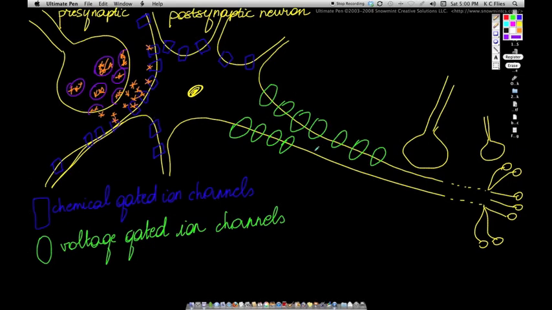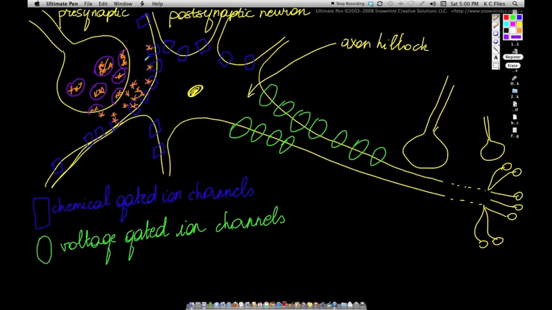These green elliptical structures I drew along in the membrane of our axon represent our voltage-gated ion channels. Voltage-gated ion channels only open when there is a significant change in voltage right at the level of the axon hillock. And we can assume, it's not the best drawing I made, but let's assume that right here is our axon hillock. And that's where we would see our first series of voltage-gated ion channels.